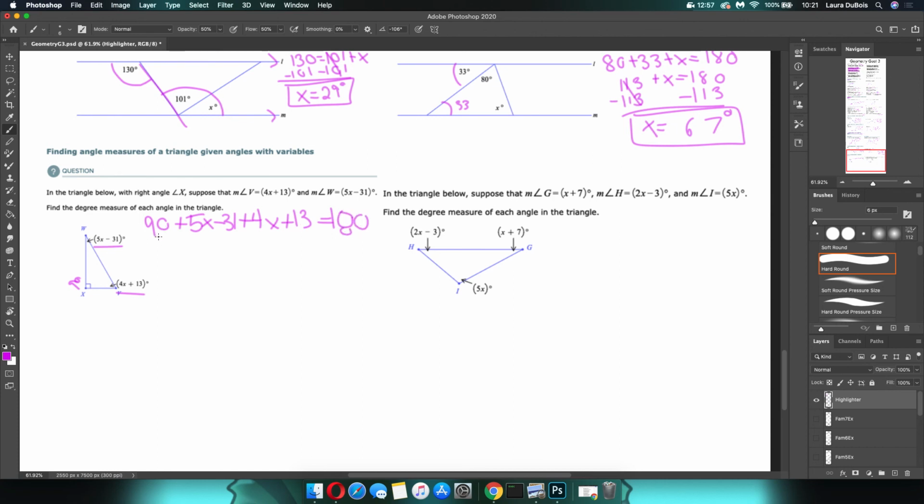So we have a bunch of like terms here, so we're going to start with that first. 5x and 4x is 9x. 90 plus 13 is 103. 103 minus 31 is 72 degrees, I believe, equals 180. If I did this right, this will divide evenly, and if not, I'm going to embarrass myself, hit pause, and find my mistake. So minus 72, minus 72, 9x equals 8, which means I did my math wrong.